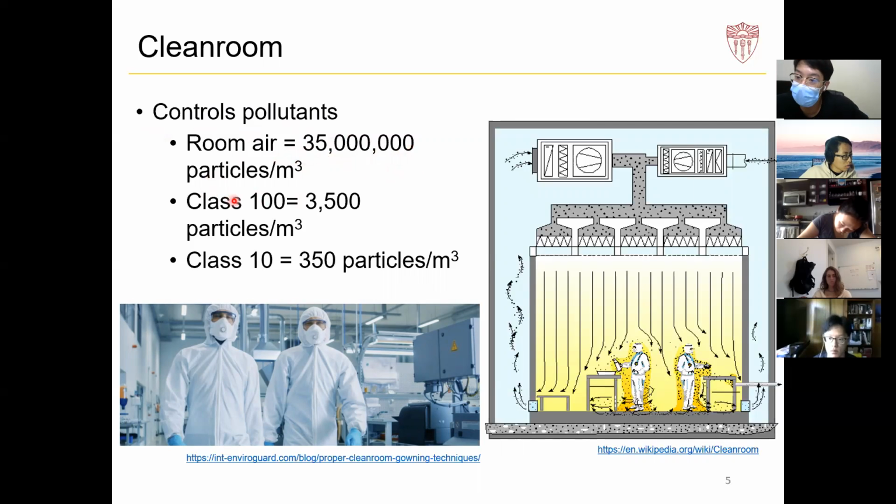Clean rooms, it depends on the grade of the clean room. Here I listed two grades, class 100 clean rooms and class 10 clean rooms. Class 100 clean rooms will decrease that number of particles to 3,500. That's a significant reduction, literally meaning that the room is really clean. And then class 10 goes even further, to only 350 particles per cubic meter.